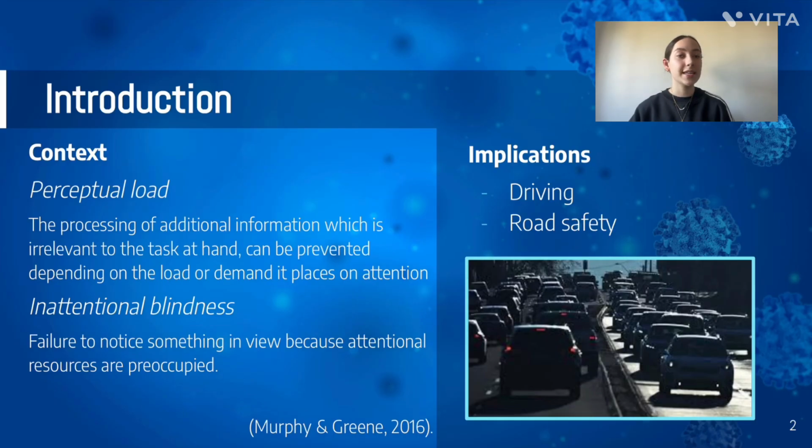Perceptual load theory and inattentional blindness are important concepts that explain how our brains process and interpret information and environmental stimuli. Perceptual load theory relates directly to the idea that the brain has a limited attentional capacity and suggests that the processing of additional information, which is irrelevant to the task at hand, can be prevented depending on the load or the demand that it places on attention.